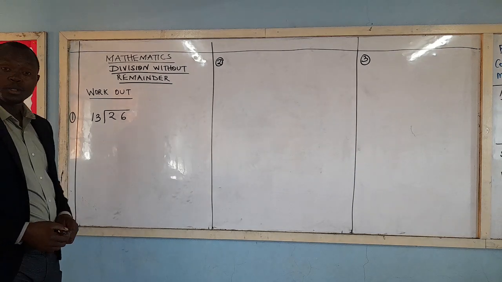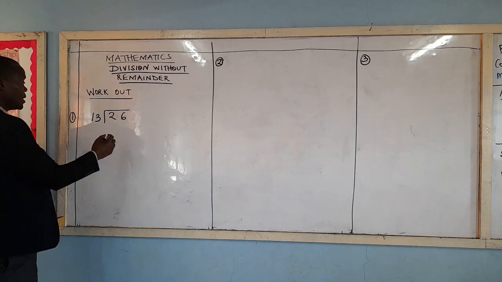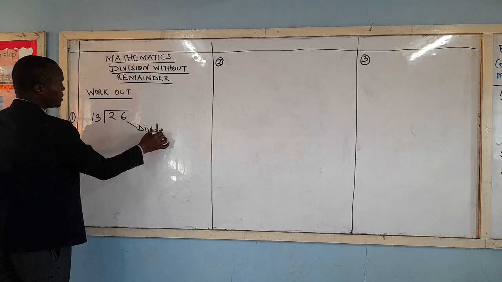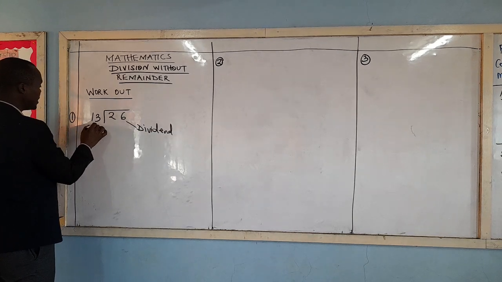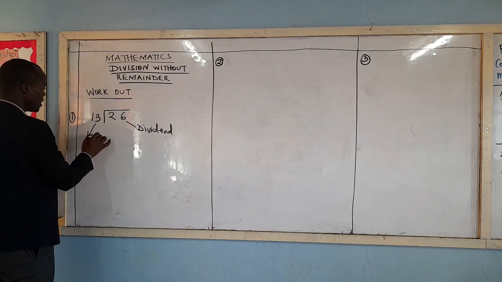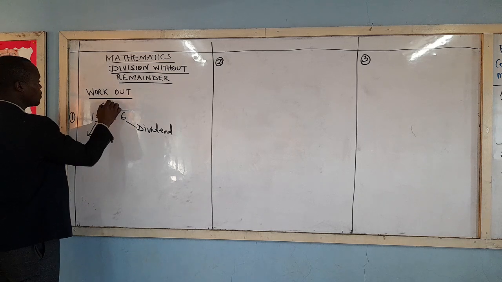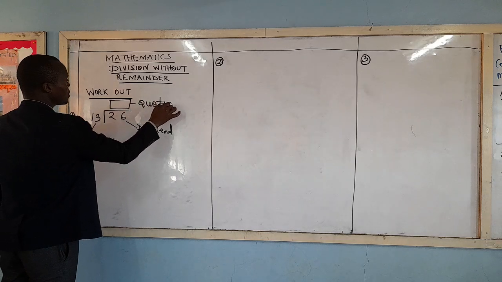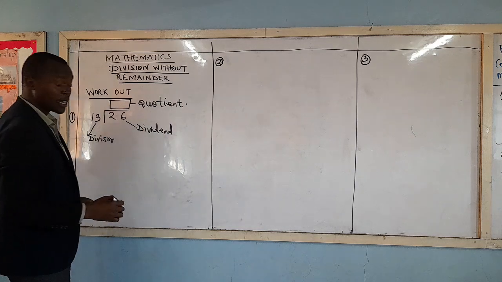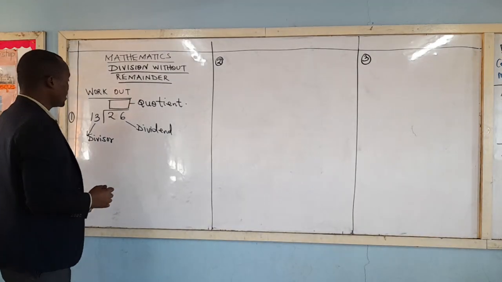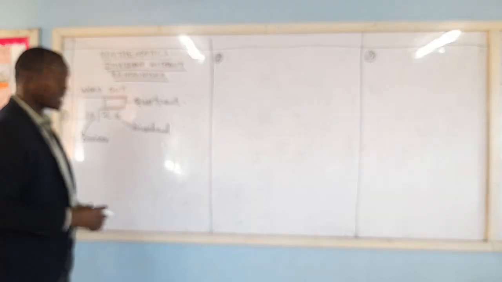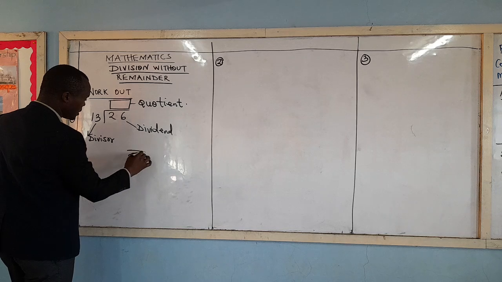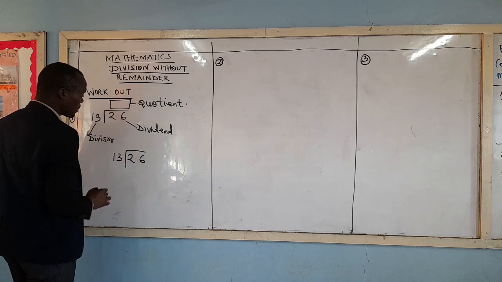So with this kind of a question, remember that this number 26 is the dividend and 13 is the divisor. So we are supposed to find the quotient, and for us to be able to do this, we must start considering. Let me write the number down here as 26 divided by 13.